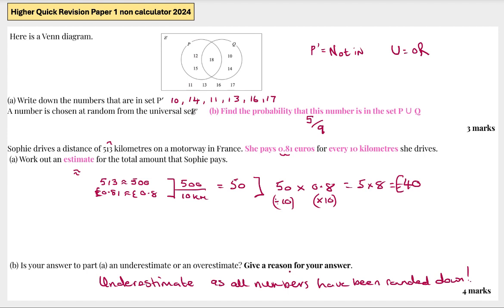It's important to write it down because it does state, give a reason for your answer. So don't miss it, because it could be 1 mark, which could be off your grade 9.